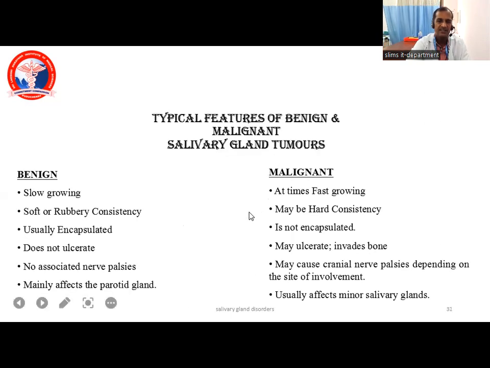Now, tumors can be benign or malignant. Benign is slow growing, of soft rubbery consistency, usually encapsulated, does not ulcerate, and is not associated with any nerve damage or nerve palsy. Now coming to the malignant part: fast growing, maybe hard in consistency.